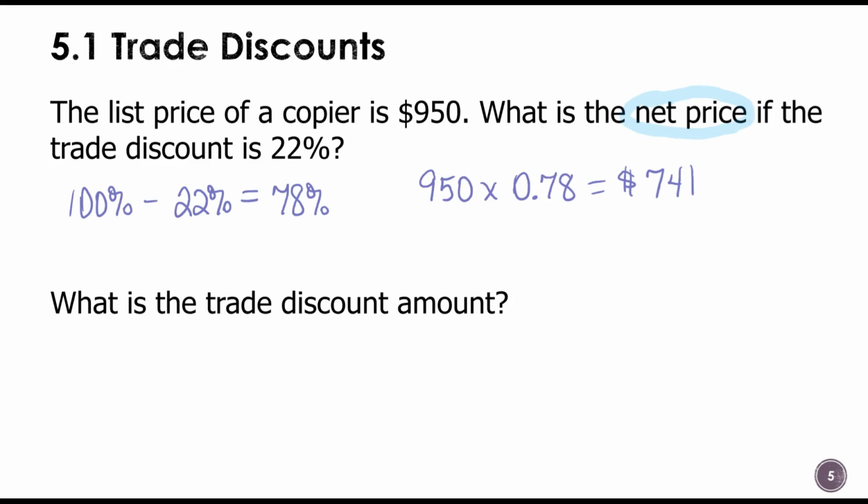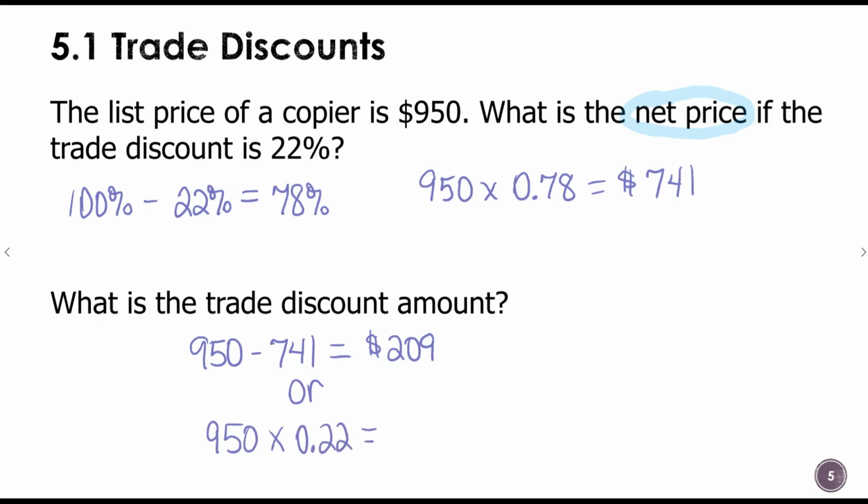And then it asks us kind of backward from one of the questions we did earlier. What is the trade discount amount? Well, we can still find that because we can simply subtract. So we can take 950, subtract 741, and that gives us $209. Right? So that's one way. Or we can take 950 times 22%, right? Because that was the discount rate, which means our discount amount would then be the same thing, 209.